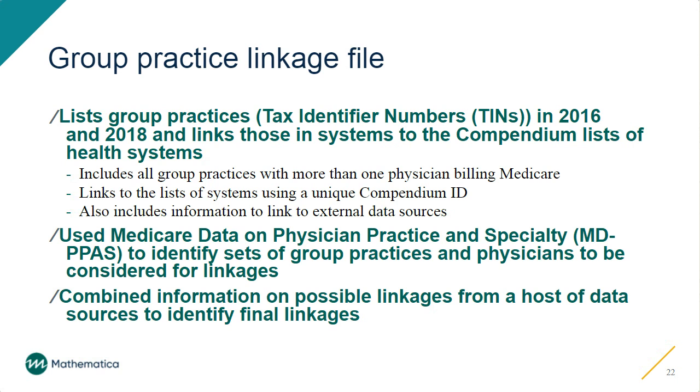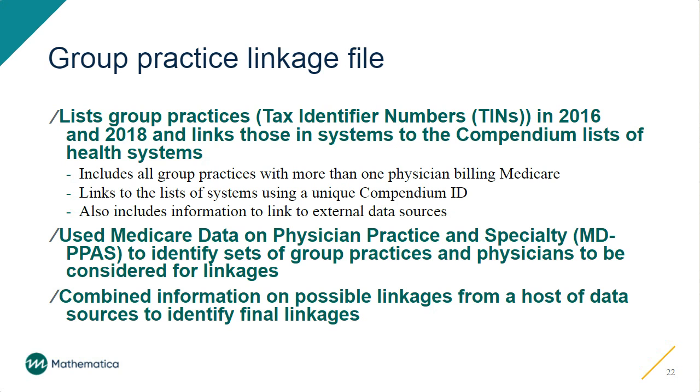The data link the list of systems using a unique compendium ID, which is analogous to what we did with the hospital file, and I'll show you what that looks like in a moment. And it also includes information to link to external data sources, which we'll focus on in the latter portion of this presentation. We did use Medicare data on physician practice and specialty, what we refer to as MD-PPAS, to identify the set of group practices and physicians to be considered for linkages. So if you want to think about our starting point and the universe of group practices and physicians, that's our starting point. And then we combine the information on possible linkages from a host of data sources to identify the final linkages for each group practice and their physicians with systems. So this, again, is another point where we could spend hours discussing this, and I'm happy to answer questions. There is no data source, unfortunately, that links group practices to health systems.